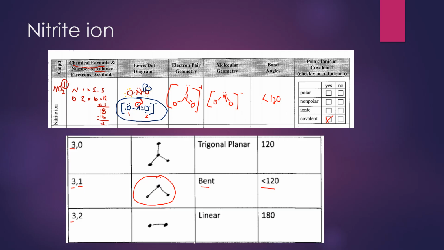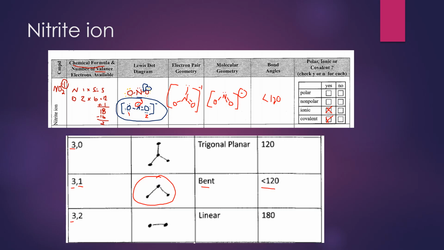But I'm also going to click ionic. So why am I saying yes to ionic? Because it's a polyatomic, it has an overall charge. It's an ion. Okay, so if there is no charge on it, you wouldn't click that box. You would click the no for ionic. And we'll see an example of that next.